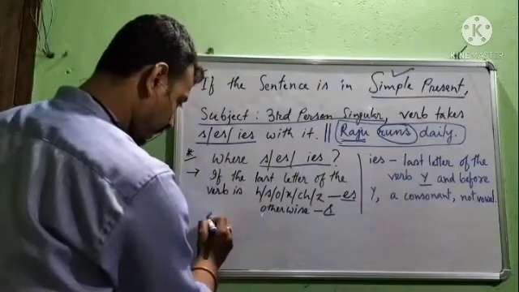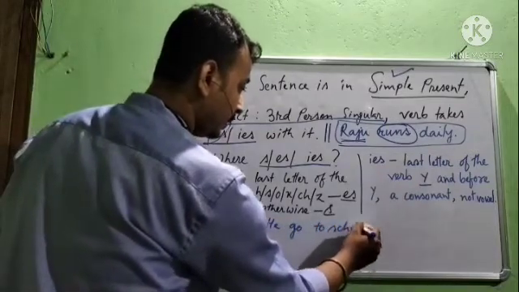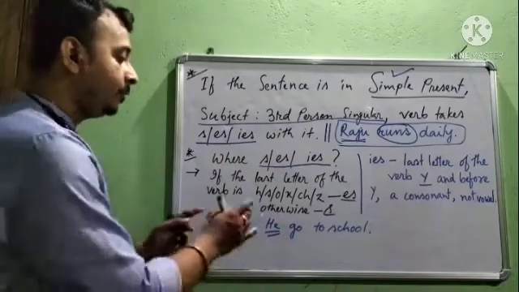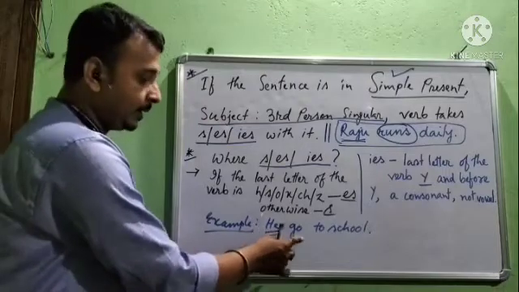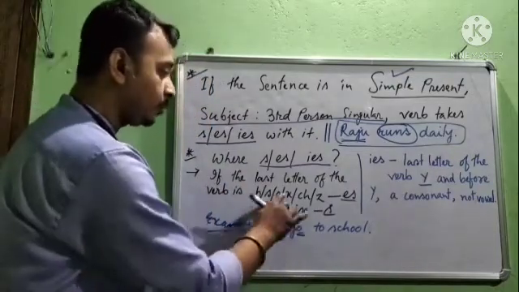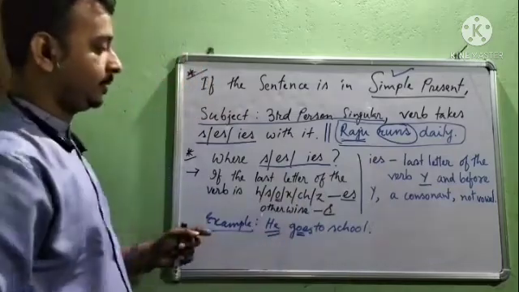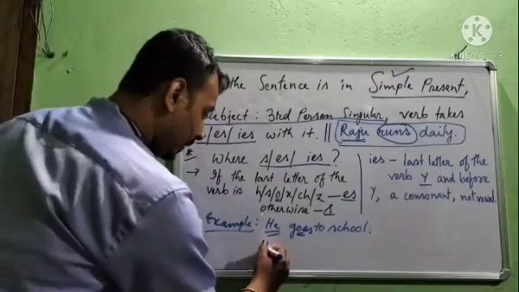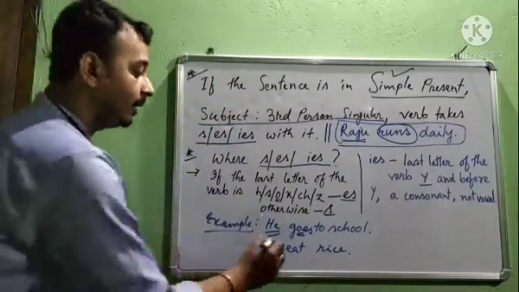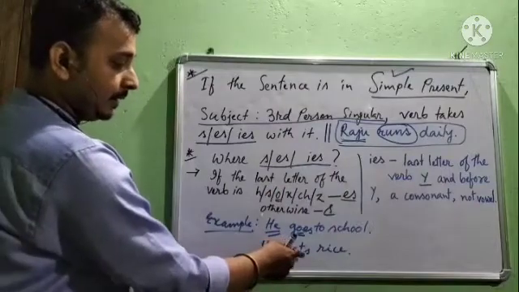For example, see the example here. He go to school. Suppose this is a simple present tense sentence. Here, what is the subject? He is the subject, so it is third person singular. And we know when there is a third person singular subject in simple present tense, the verb takes S or ES. Now, what is the last letter of the verb? It is O. O is in the list H, S, O, X, so it is ES. Is it clear? Like the next one, he eat rice. In this sentence, now you guess, S or ES? Here it is S, because T is the last letter of the verb and T is not in this list. So this is "eats rice".